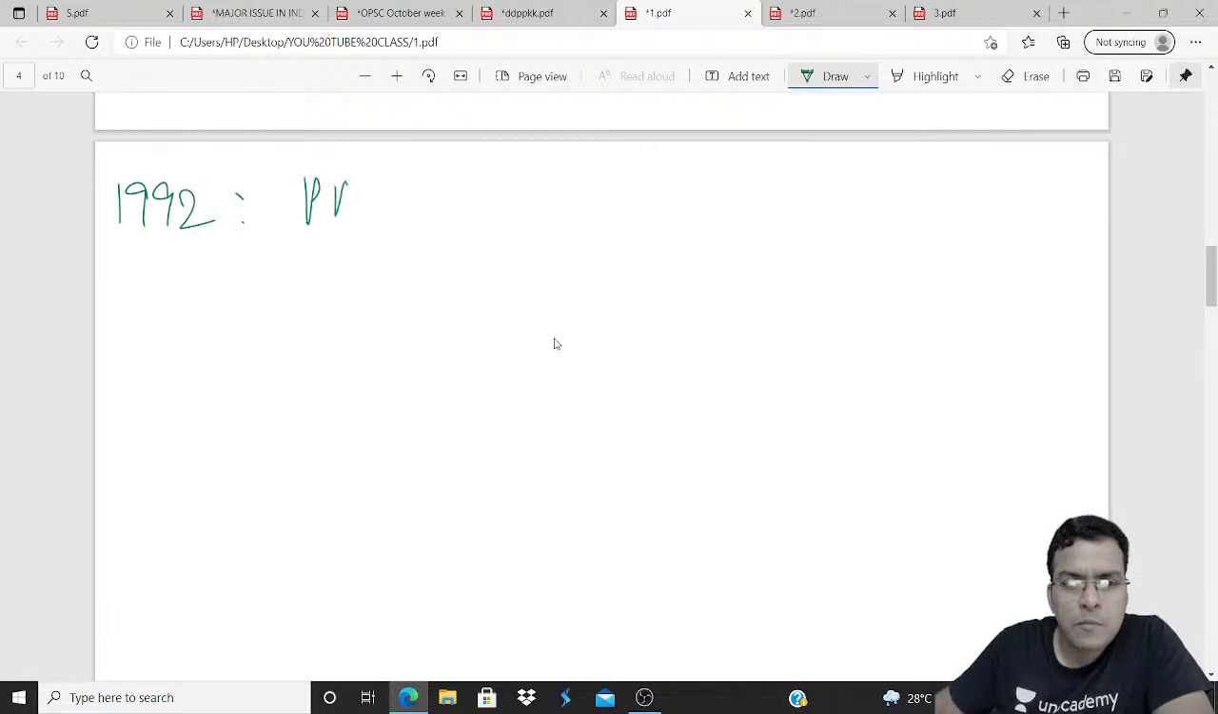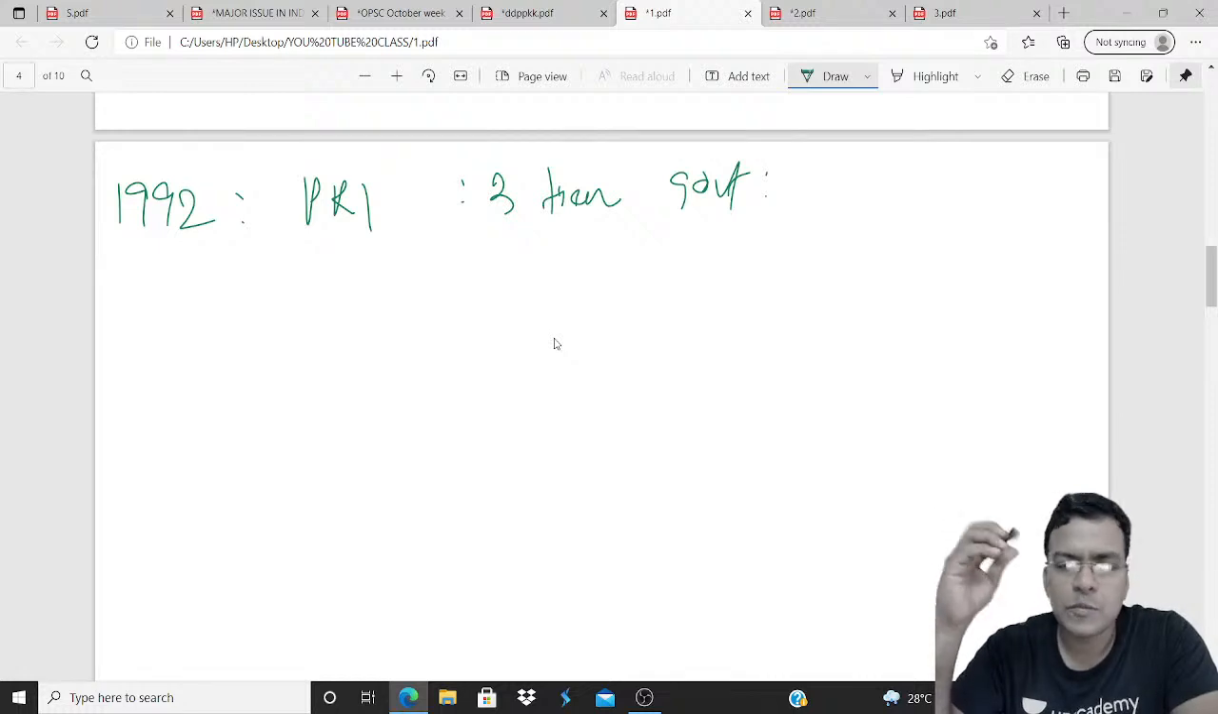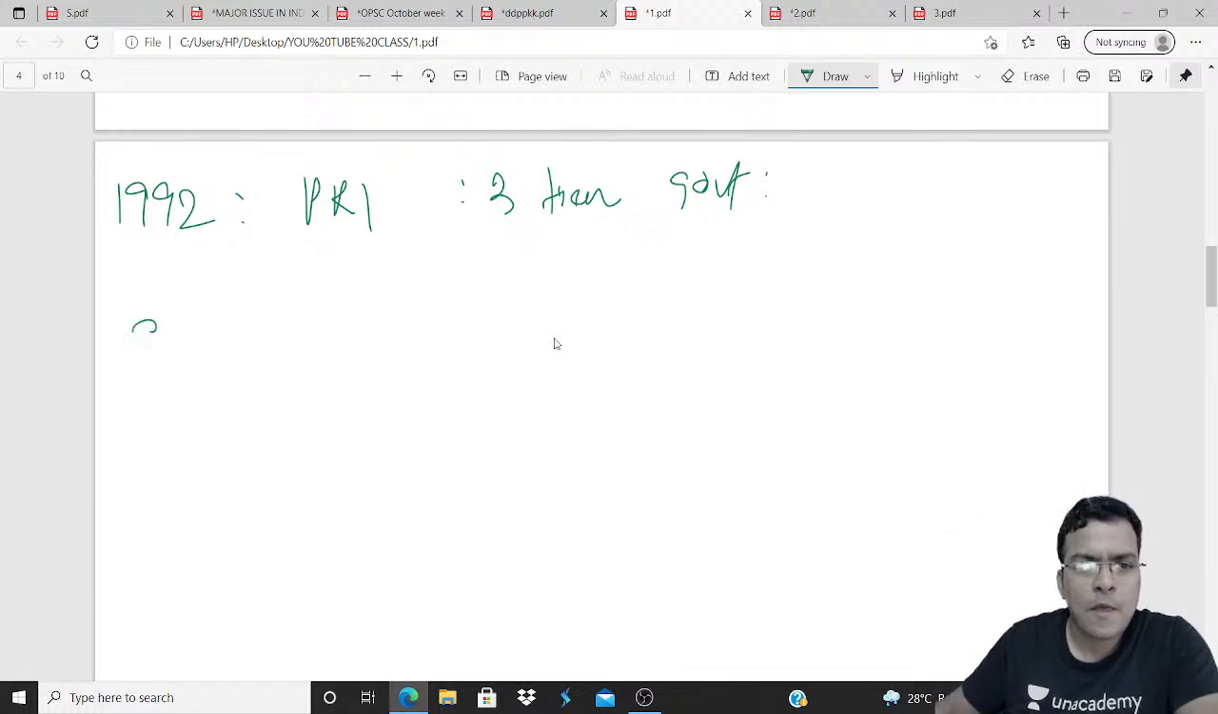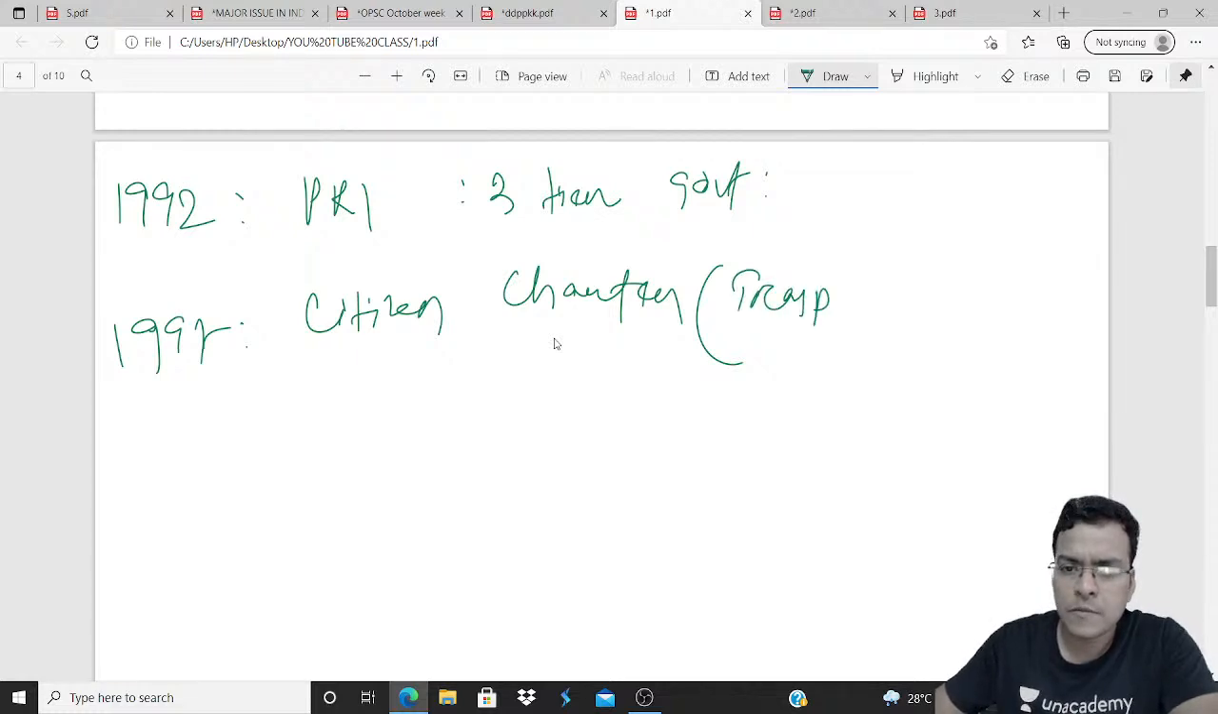1992, PRI got constitutional status. So three-tier government. Again it facilitates citizens' participation in administration. 1997, Citizen Charter. It facilitates transparency in Indian administration.